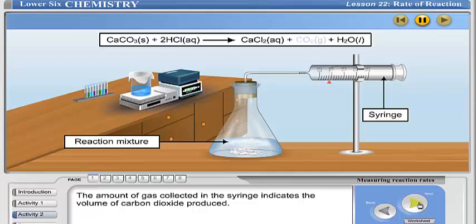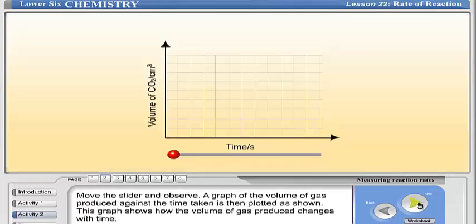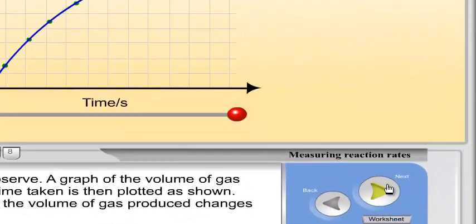The amount of gas collected in the syringe indicates the volume of carbon dioxide produced. Move the slider and observe. A graph of the volume of gas produced against the time taken is then plotted as shown. This graph shows how the volume of gas produced changes with time.